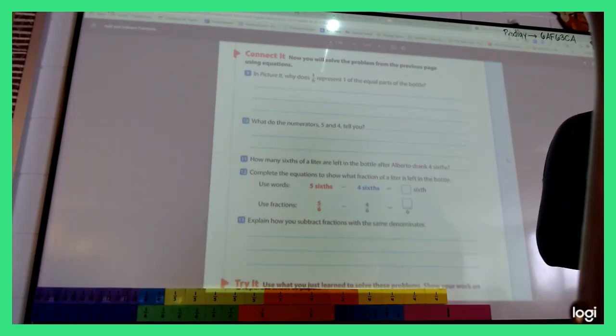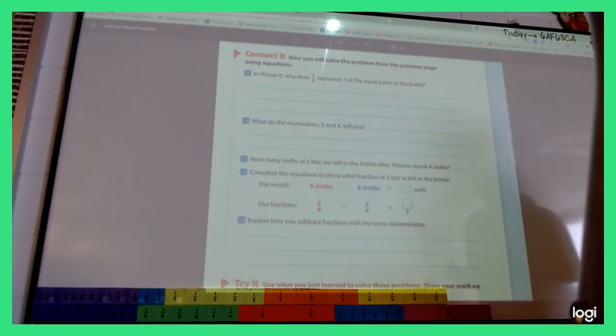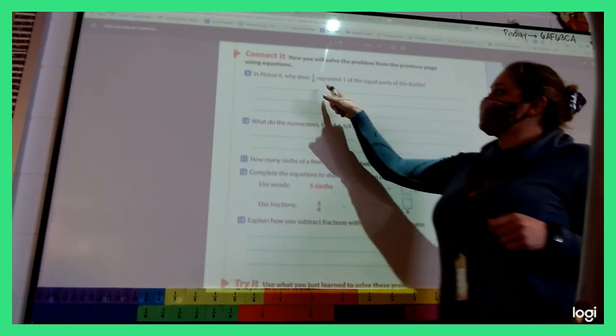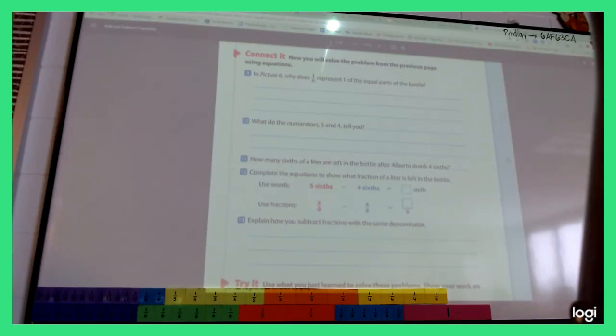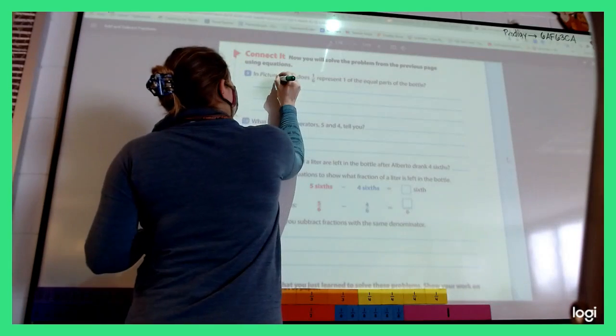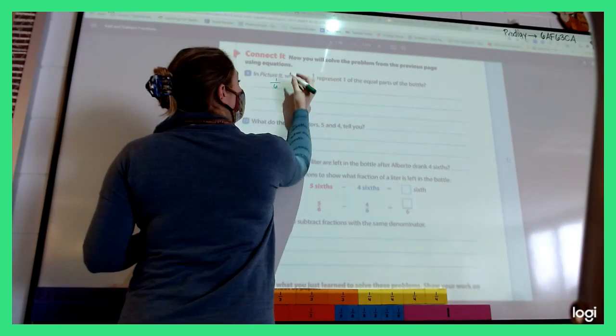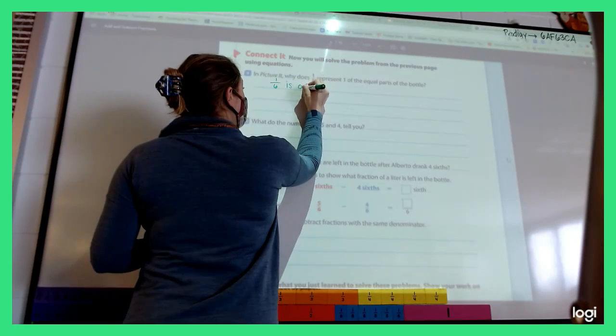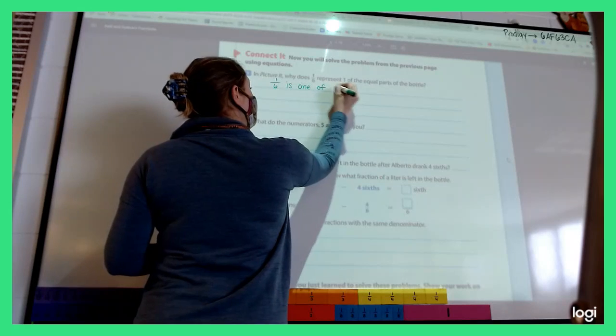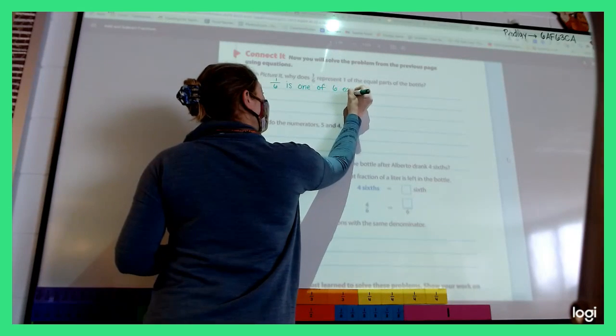All right. Now, brain's on. I'm not coming up with this for you. In the picture it, go back to Alberto's water bottle. Why does 1/6 represent one of the equal parts in the bottle? Noah? Because there's 6 things in the bottle. Is it split up into 6 equal parts? That's why. 1/6 is one of 6 equal parts.